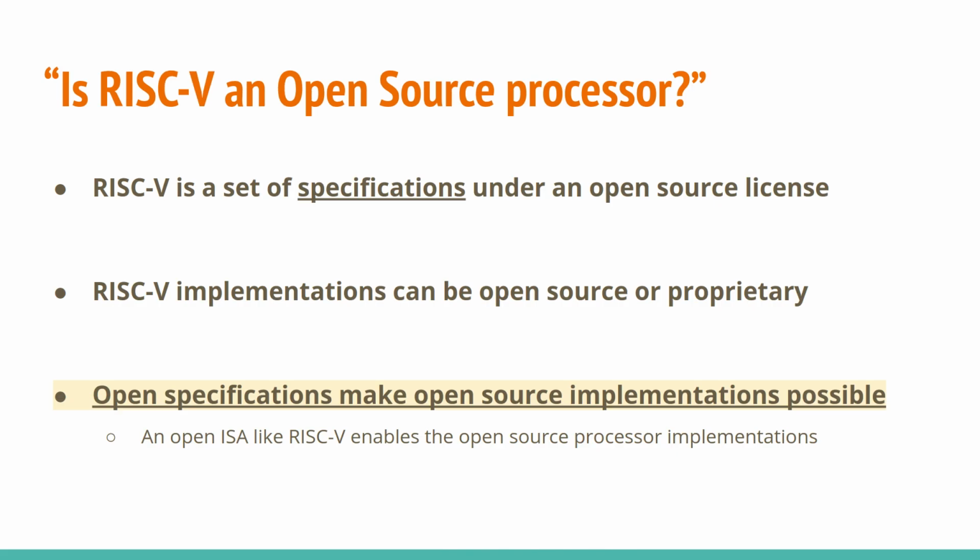So sometimes I get the question, is RISC-V an open source processor? RISC-V itself is just a set of specifications under an open source license. And RISC-V implementations can be either open source or proprietary. But open specifications make open source implementations possible. So an open ISA like RISC-V enables open source processor implementations, which is something I'm really excited about.